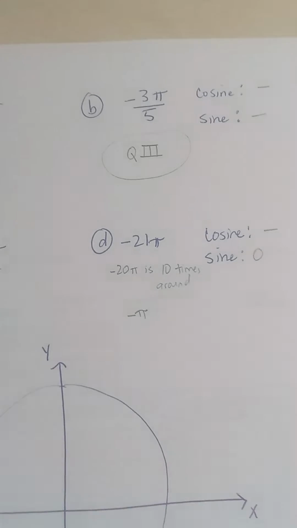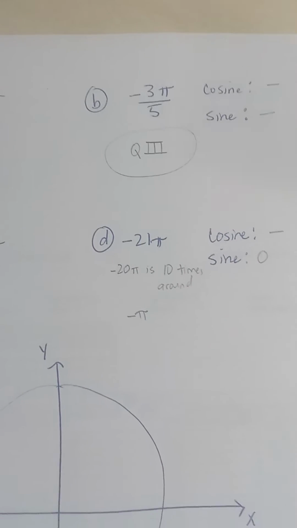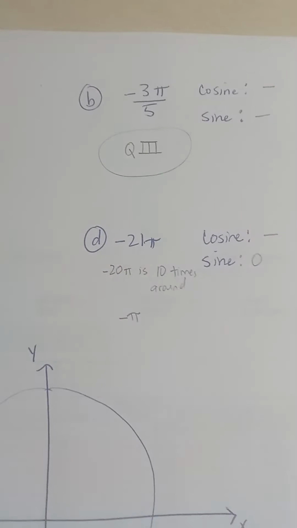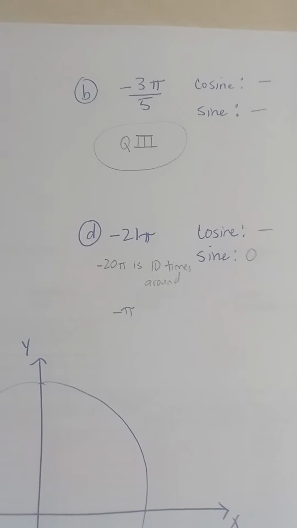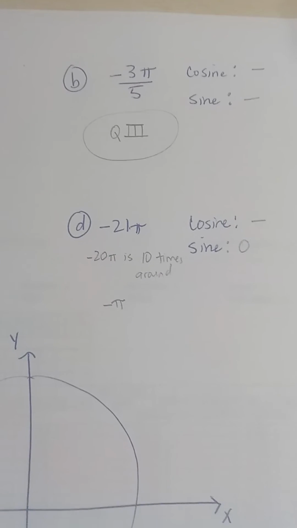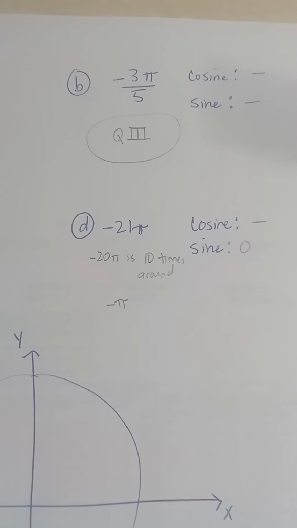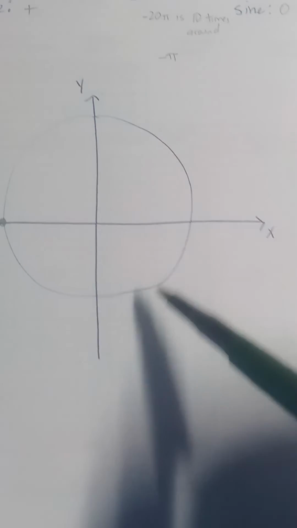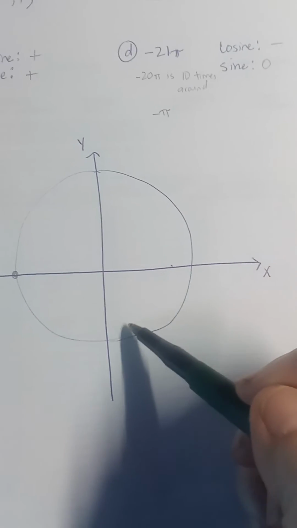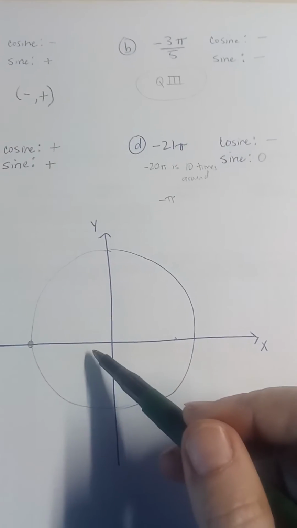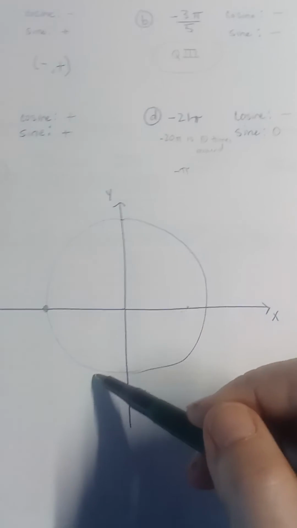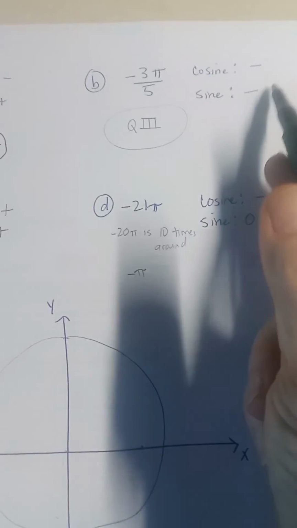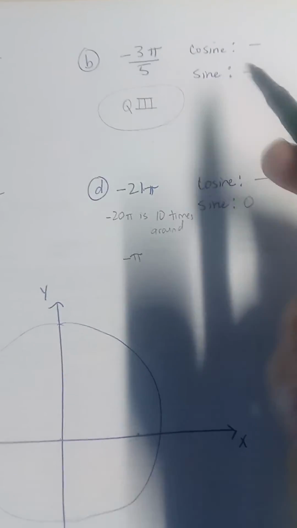The next one is negative 3 pi over 5. So again, I thought of it as 3/5 of pi. So 3/5 is a little bit more than half, because like 2.5 is half of 5. But I know that I'm going around this way because it's negative 3/5. So I'm going to go around a little bit more than half, and I'll end up in quadrant 3. So in quadrant 3, cosine is negative and sine is negative.